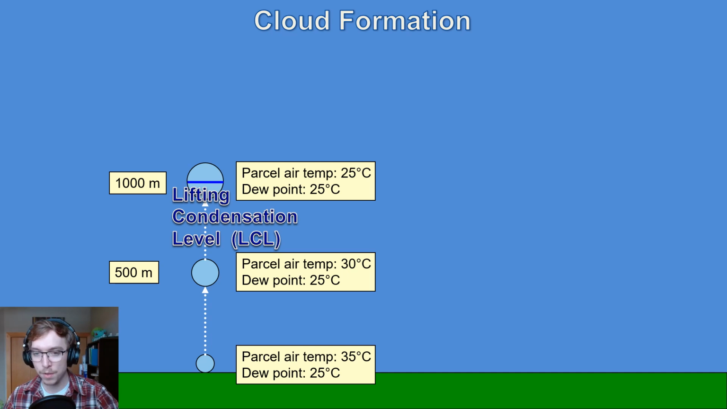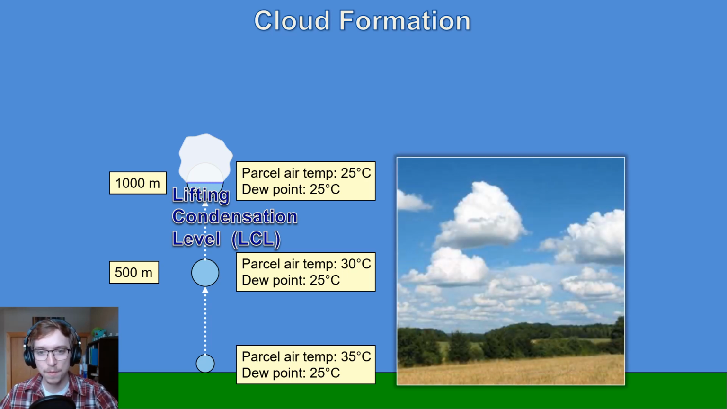Well, you see it as the bottom of a cloud or the bottom of a bank of clouds. That's what our lifting condensation level is. It is the base of all these little clouds that we see here, even all the way into the distance. They're all at about the same altitude.